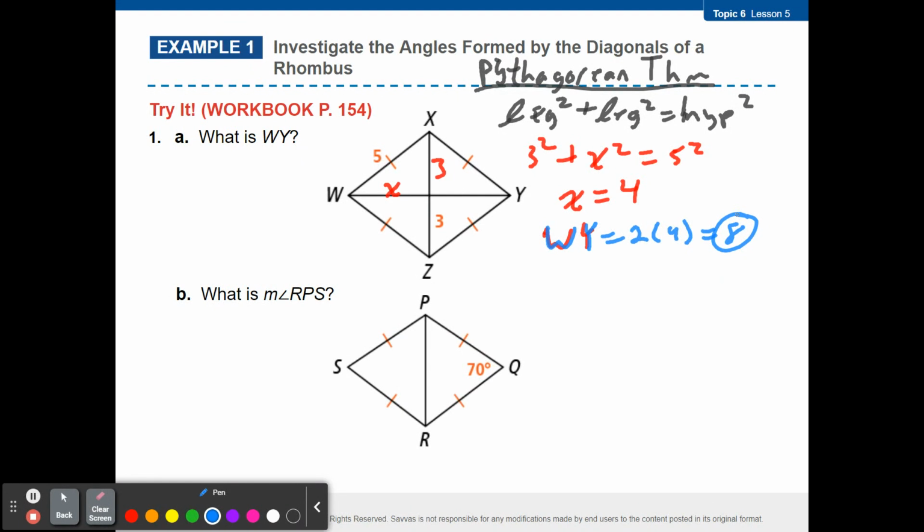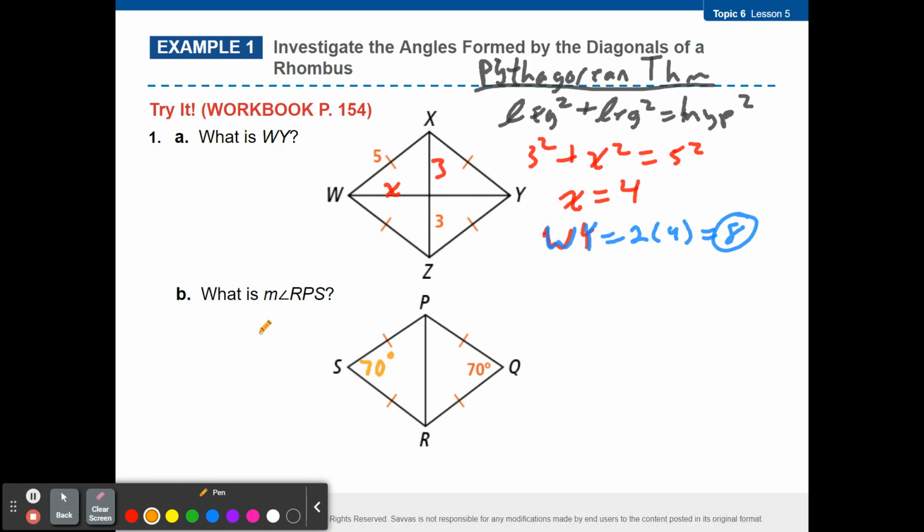Okay, so there's a couple of properties for letter B we can use. So it says, what is the measure of angle RPS? So we're talking about R to P to S. Now, this is a rhombus. We know it's a rhombus because all of these are congruent. So that means it also shares the properties of a parallelogram. So if that's 70 degrees, this is also 70 degrees.